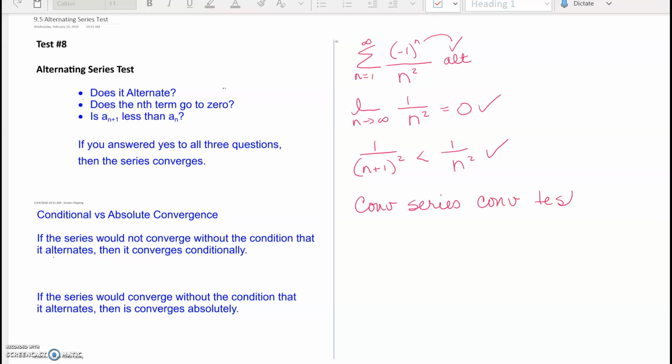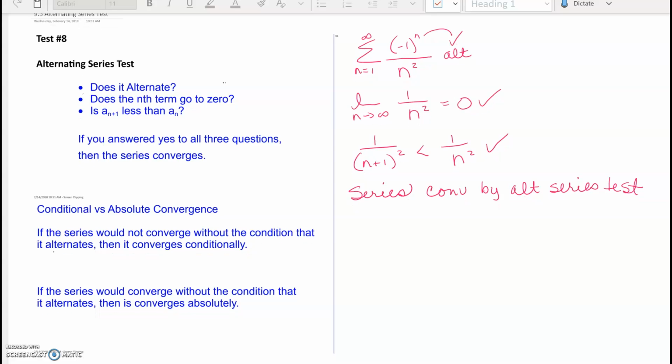Just because something alternates, convergent series, convergent test. Boy, that doesn't make any sense. Let's try that all over again. I probably should edit this. I'm going to get on a plane in a few minutes. Series converges by alternating series test. There we go. That's much better.